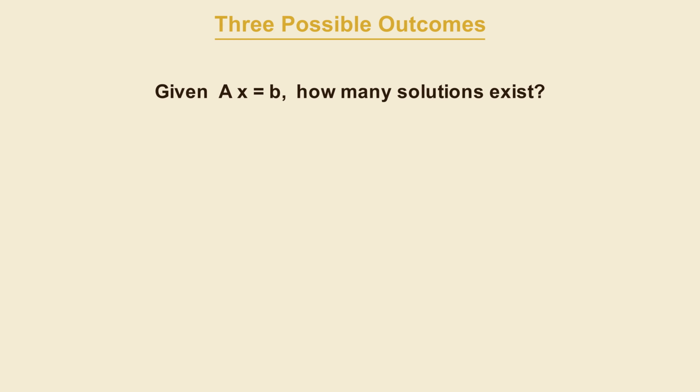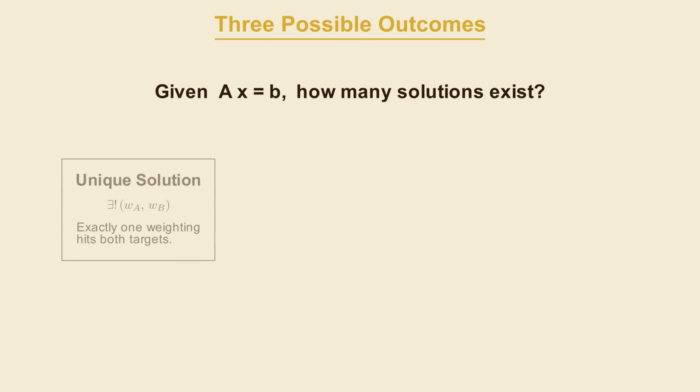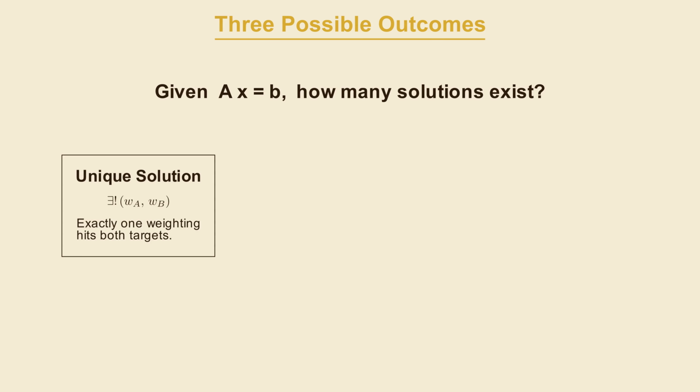It turns out there's exactly 3 possibilities, and this is true regardless of the size of the system or the specific numbers involved. The first possibility is that the system has exactly one solution. There is one and only one assignment of values to the unknowns that satisfies every single equation simultaneously. In our 2-stock example, that would mean that there is exactly one combination of weights on stock A and stock B that hits both factor targets at the same time.